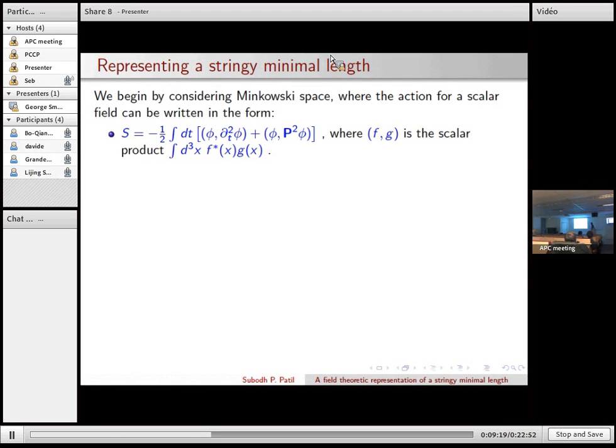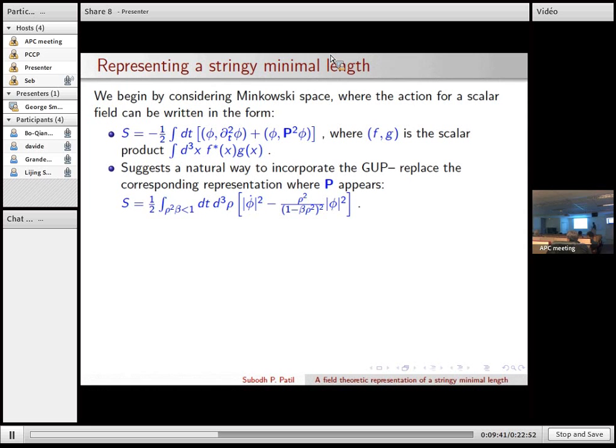One could then attempt to generalize what the action for a scalar field would look like by realizing that the standard action for a scalar field in Minkowski space can be written in the following manner. It's just a rewriting of the usual action. A very natural way of incorporating the generalized uncertainty principle is to substitute in the new representation of P that respects it, where you formerly had the usual minus i h bar d by dx. Doing so gives you an action that looks like the following, and I stress that's on Minkowski space. So this is a good starting point.